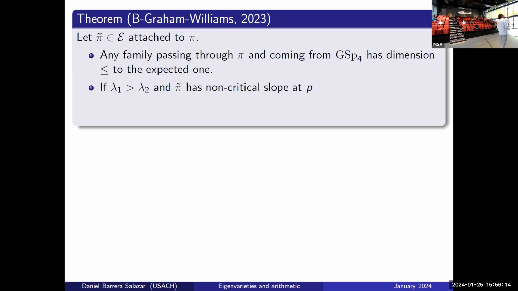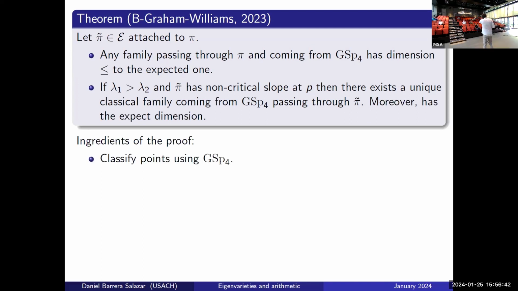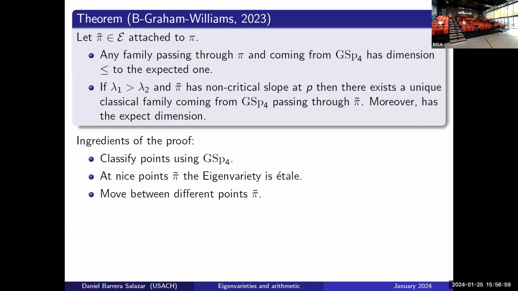What we prove is that if the weights satisfy a condition called regular, that allows you to take advantage of some L-values and non-vanishing of function values, and phi tilde is again non-critical slope at p, then there exists only one classical family coming from GSp4 with the right dimension. To finish, the ingredient of the proof is that we classify the 24 points, looking at GSp4 at nice points, where we prove that the eigenvariety is smooth, and then we take advantage of these nice points and move between the points using duality. And that gives you this theorem.